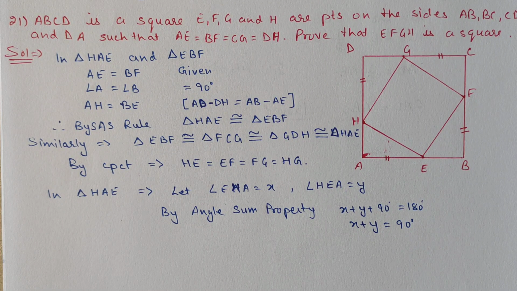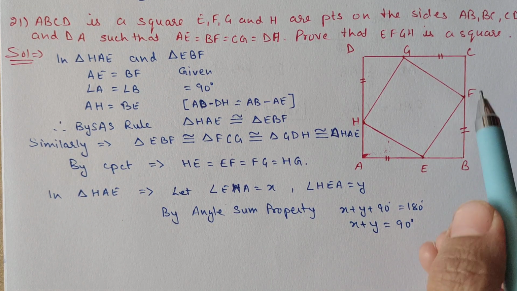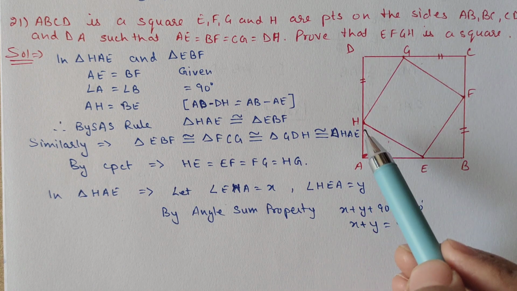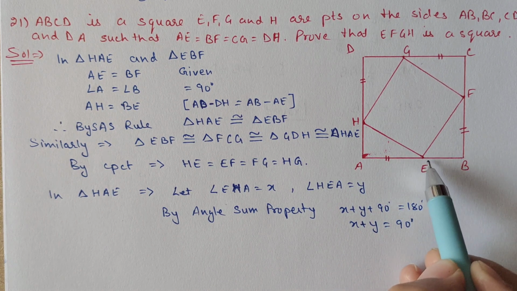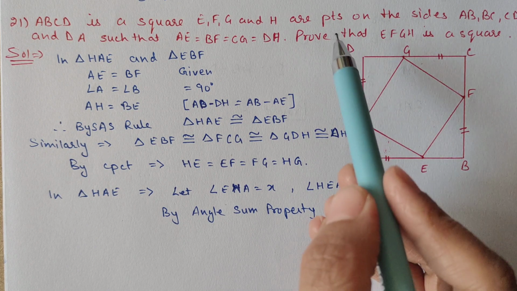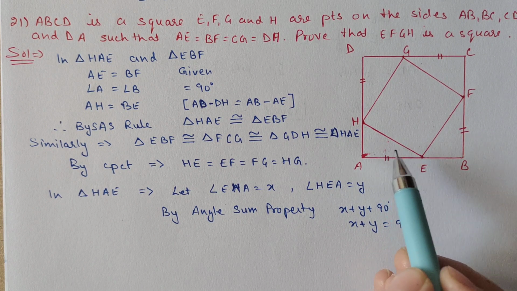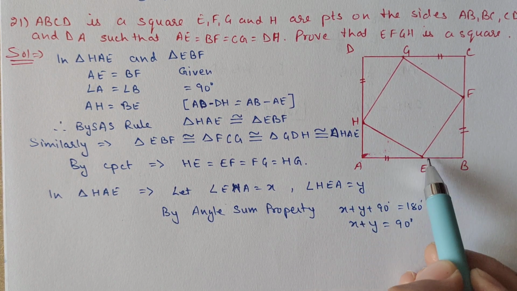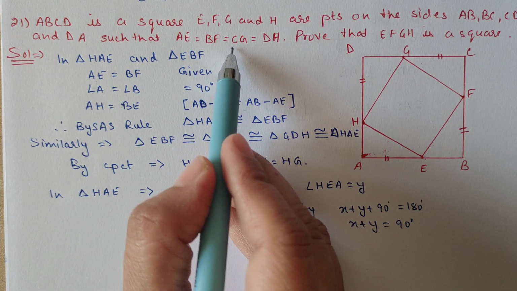Question number 21. ABCD is a square. E, F, G, H are points on the sides AB, BC, CD and DA such that AE is equal to BF equal to CG equal to DH. So these sides are equal. So their remaining halves also will be equal. Now first of all we have to prove that EFGH is a square. So first we will take these two triangles. In triangle HAE and EBF, we know AE is equal to BF. It is given in the question.